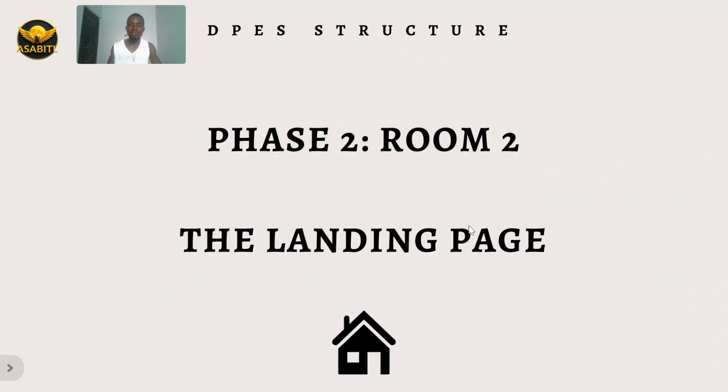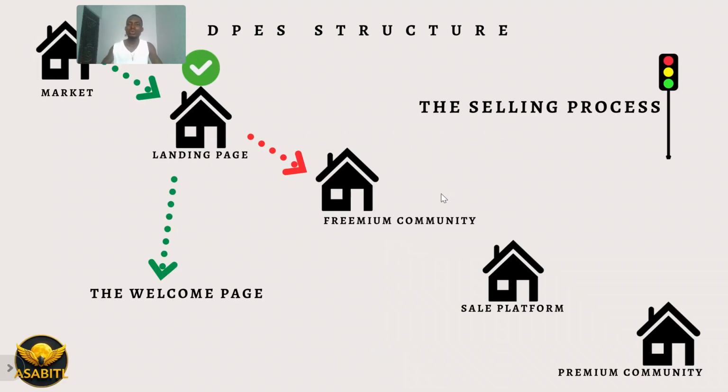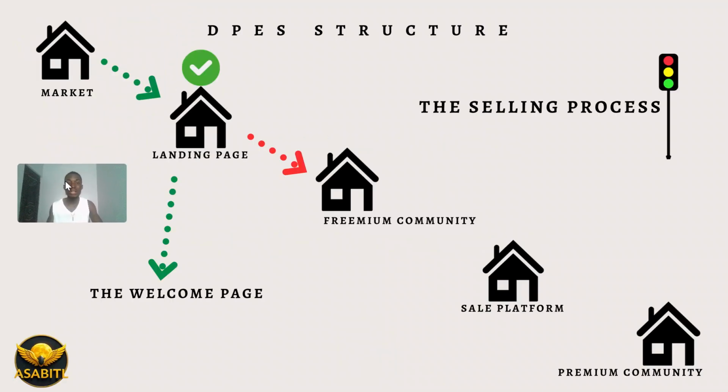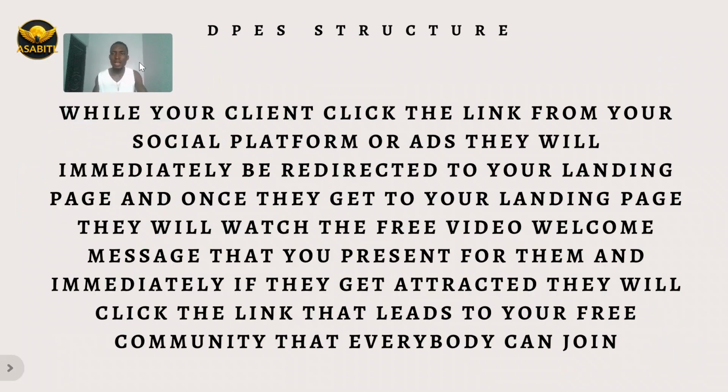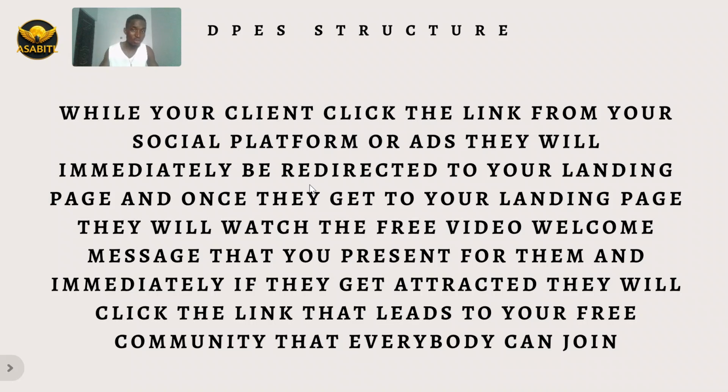So quickly, let's move to room 2. In room 2, we have the landing page. Remember, we said that the landing page is the first page that your client will get to. After your client leaves the market, the next place they will get to is the landing page. In the landing page, you have to set it up properly so that when they come in, they will not get distracted. They'll become impressed by what you have for them, which is the reason why they will stick with you and want to continue to the next room.